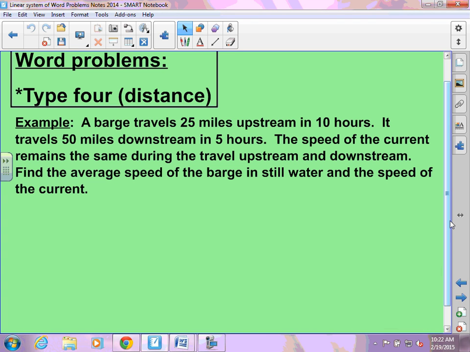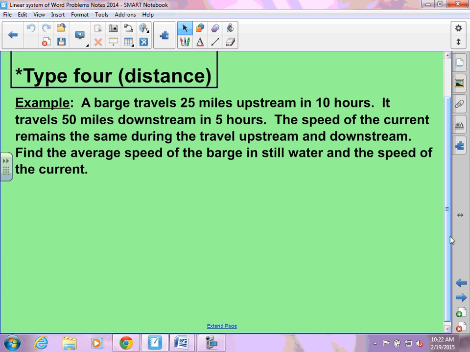Today we're on the fourth type of word problem, and it's distance. The fourth and final that we're going to be doing in class. Some students are telling me you're doing some of this in science. Yes, you'll notice how science and math kind of complement each other.